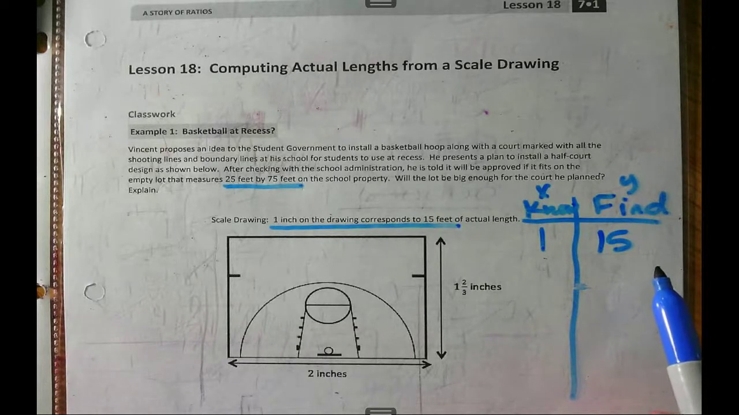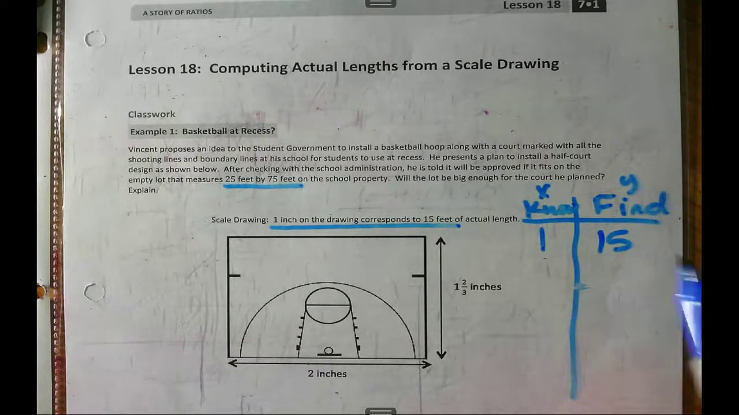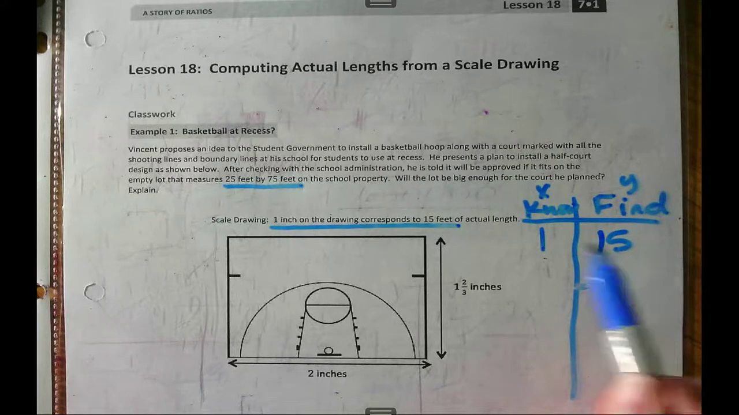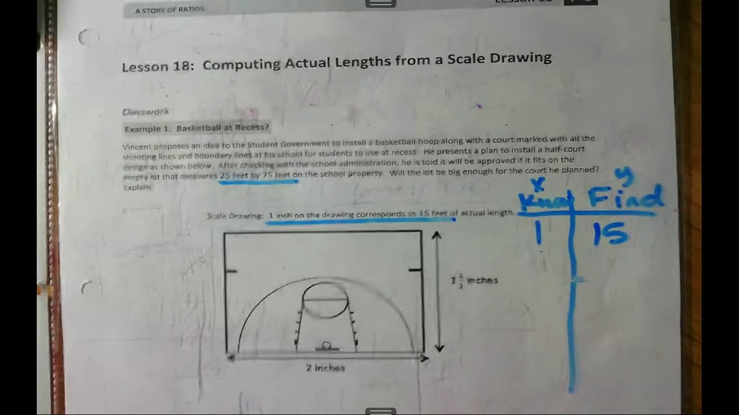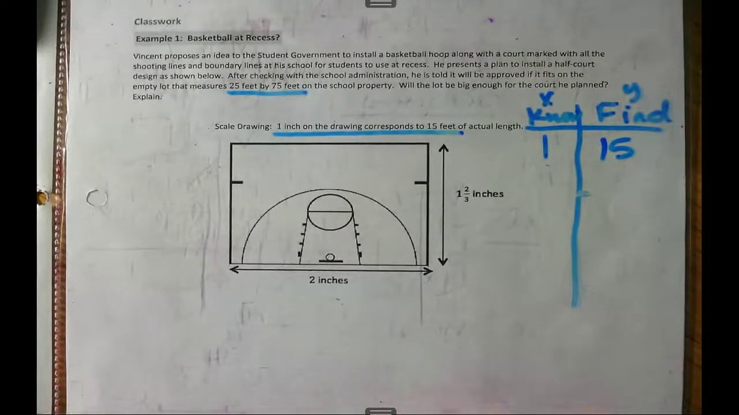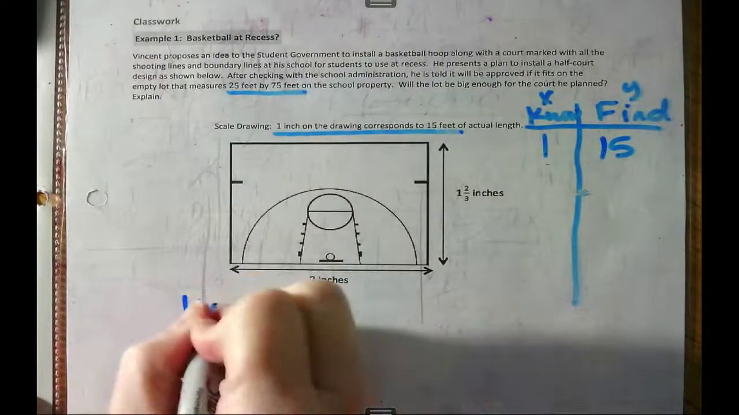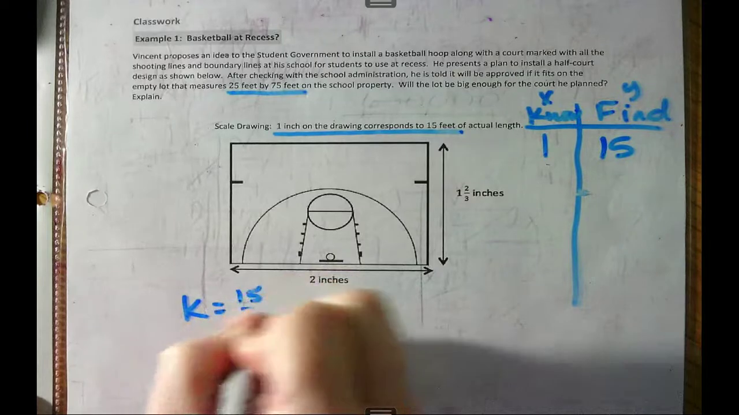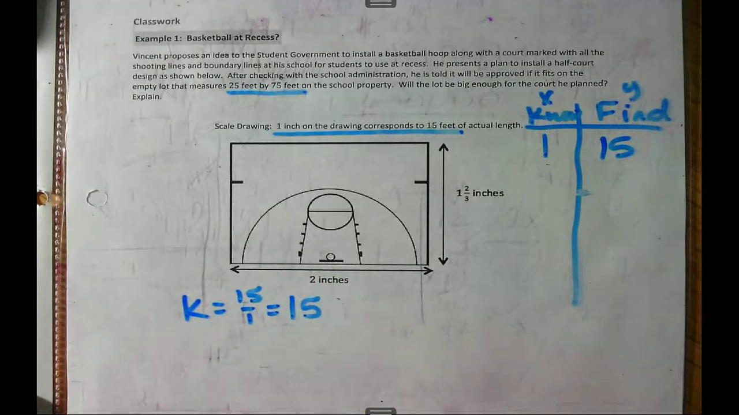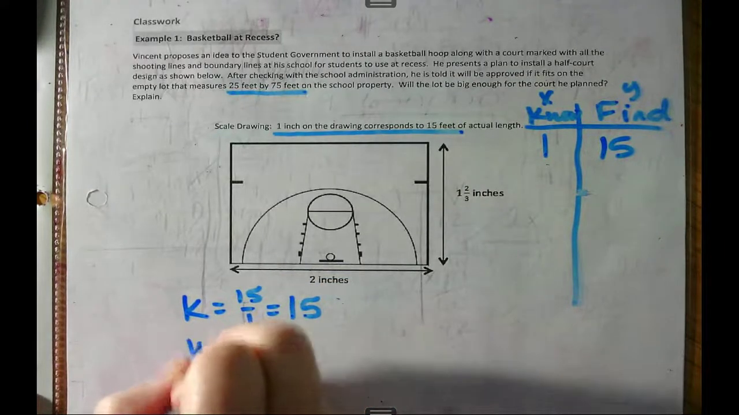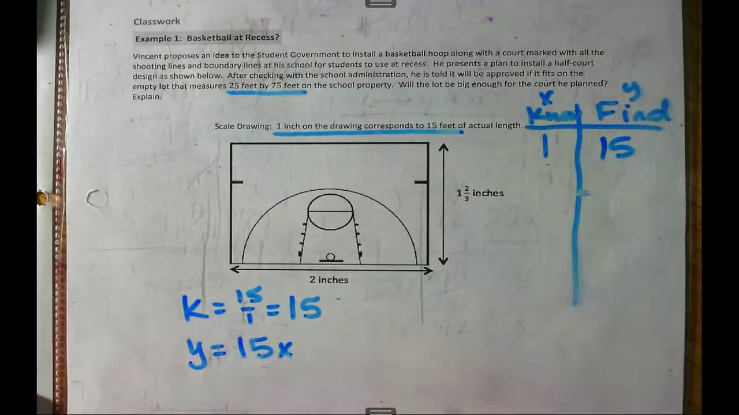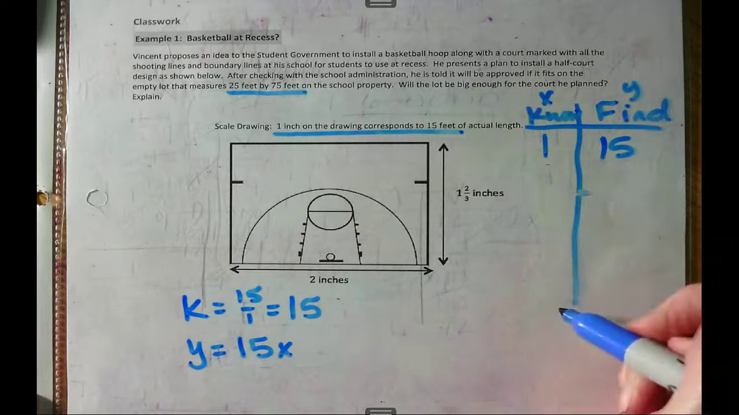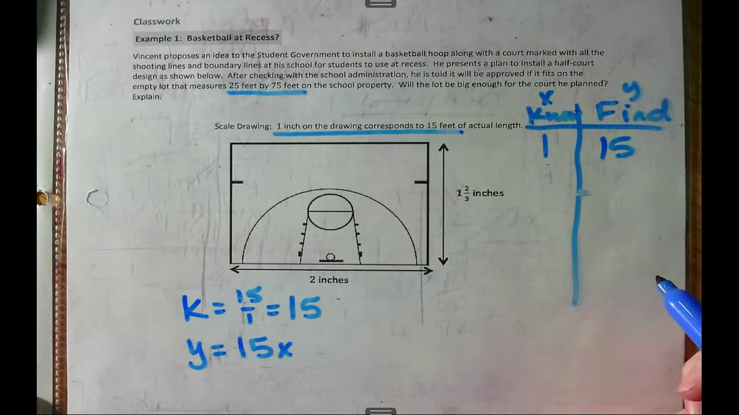So to find K, I am going to divide 15 by 1, which is 15. So I'm going to move this up a little bit so I have a place to work at the bottom. K equals 15 over 1, or 15. And that means my equation is y equals 15x. So if I know the scale drawing, then I can find the actual.